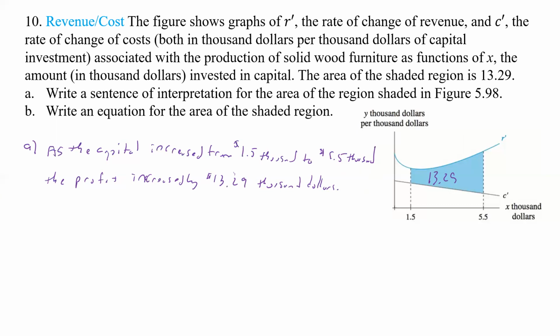Now, write an equation for that. Well, what we could do is write it as 2 pieces or 1 piece. If we do it like we've been doing with 1 piece, we're going to go from 1.5 to 5.5, and we're going to take R prime of X minus C prime of X dx. And that's going to equal what? Well, that's going to be equal to $13.29 thousand. So we're just taking, again, what we've been doing: this one minus this one in 1 piece, and we plug that in our calculator, but this time they gave us the actual answer, so we didn't have to plug it into our calculator.